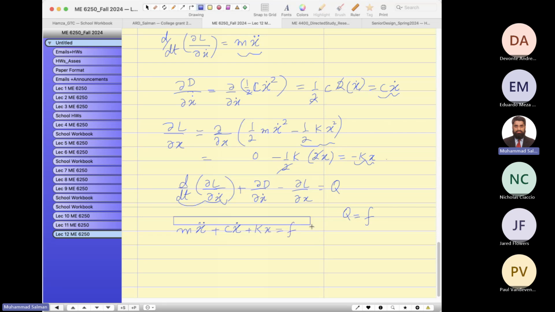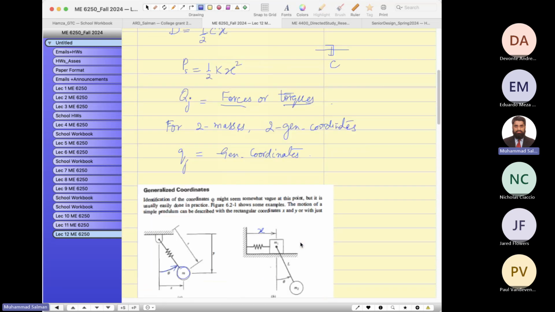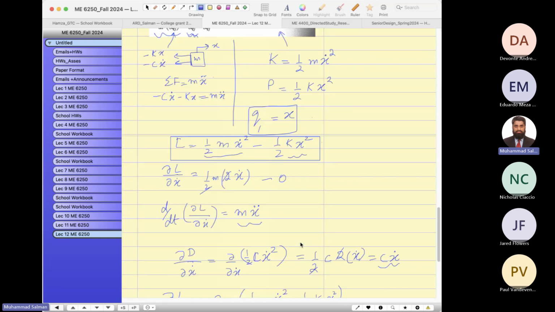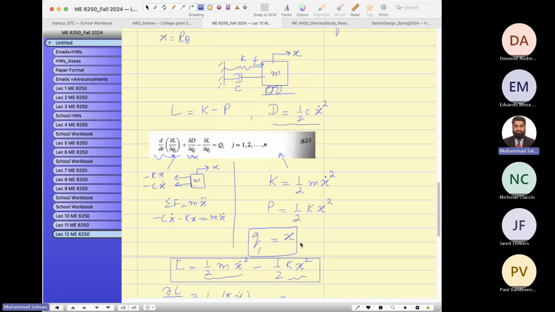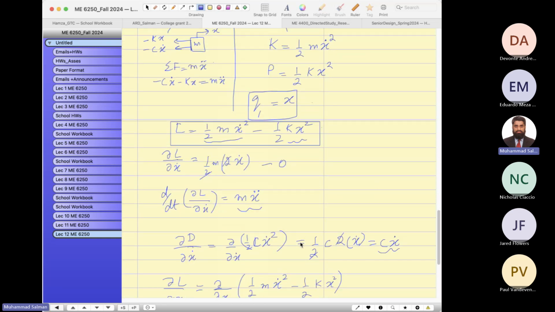So you see the same equation of motion you can derive using the Lagrange equation or using the equation of motion. Sometimes it is easier to use the Lagrange equation, because sometimes in the free body diagram we make some mistakes. So it's up to you, whatever method you like to use, however you would draw. So let's use one more question here. Have you understood this question? Yes.